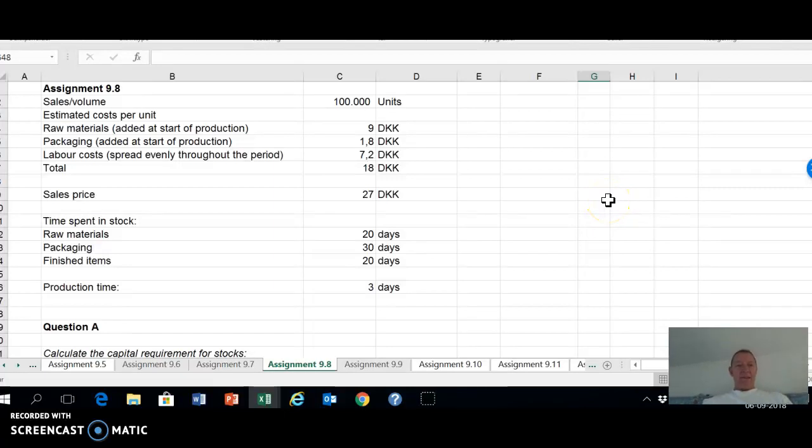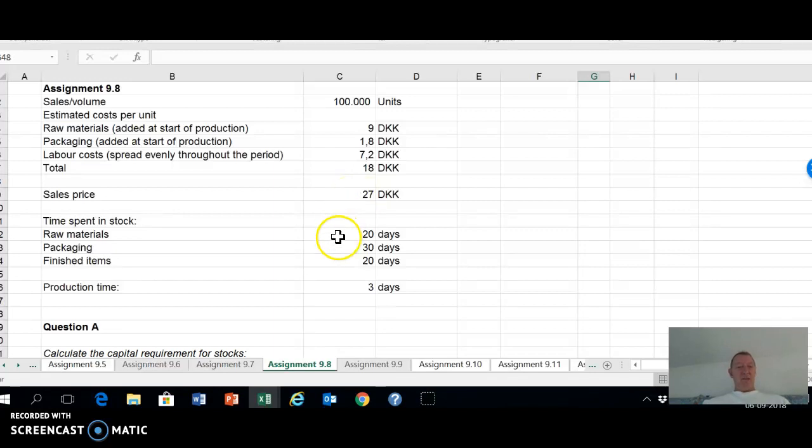Hi. In assignment 9.8, we have some information about the number of units sold, how much we spent on raw materials, packaging, and labor cost, altogether 18 Danish crowns. That's the cost price.